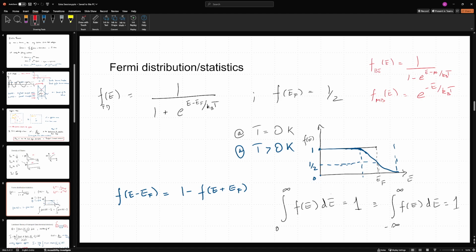So the integral from 0 to infinity of f_FD of E is 1, which I also sometimes write as minus infinity to infinity, depending on my energy scaling, how I scale my energy values and what kind of reference energy points I have set. So this is the basics of the Fermi distribution function. About the Fermi energy, we will come back to it slightly later.